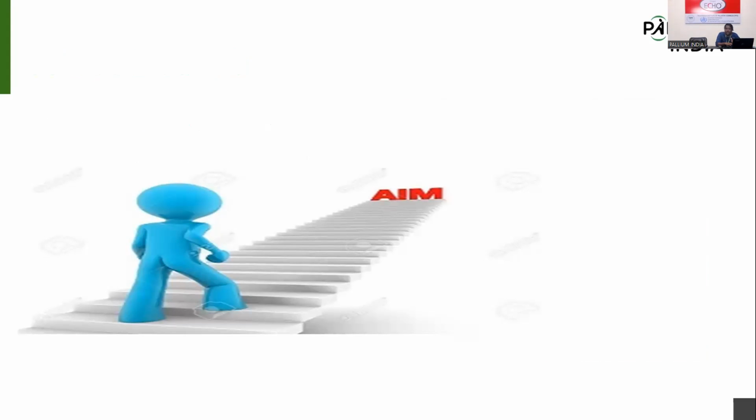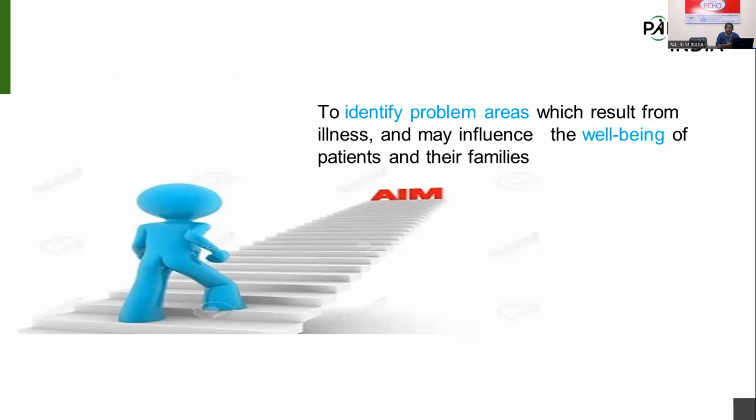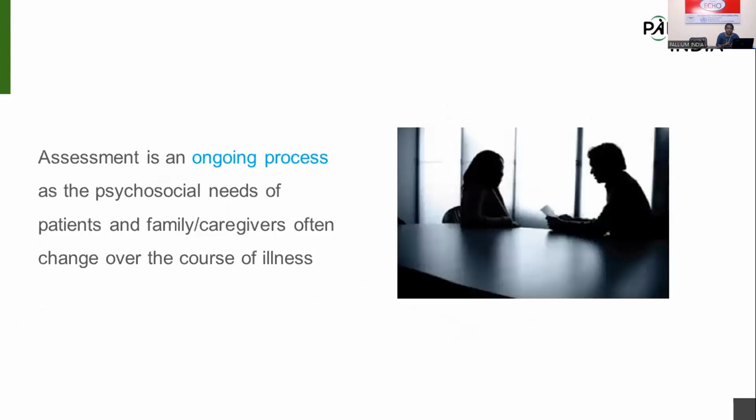Our major aim is to identify the problem areas which result from the illness and influence the well-being of the patient as well as the family members. We cannot interfere in family conflicts which have existed for many years, but as a result of this illness, we need to focus on how their quality of life can be improved by our interventions.